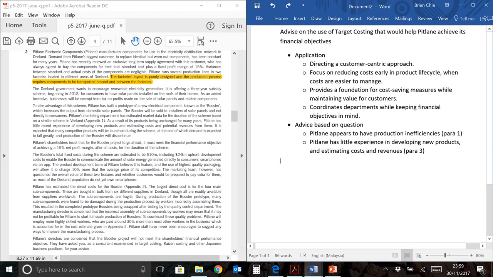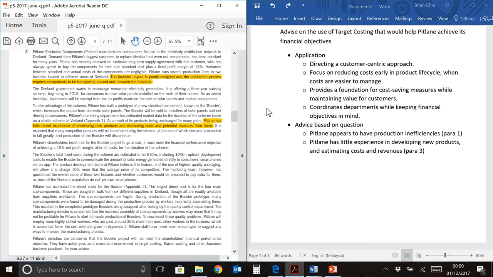The next thing we can identify is that Pit Lane has little experience in developing new products and estimating costs and revenues. We will find this over here. So Pit Lane has very little experience in developing new products and estimating costs and revenues. So why is this relevant to target costing? As a consultant, now that we know that Pit Lane is very new to this, we are going to have professional skepticism to whatever figures or plans they present to us. We're not going to take them at face value. We're going to critically analyze them for their reliability.